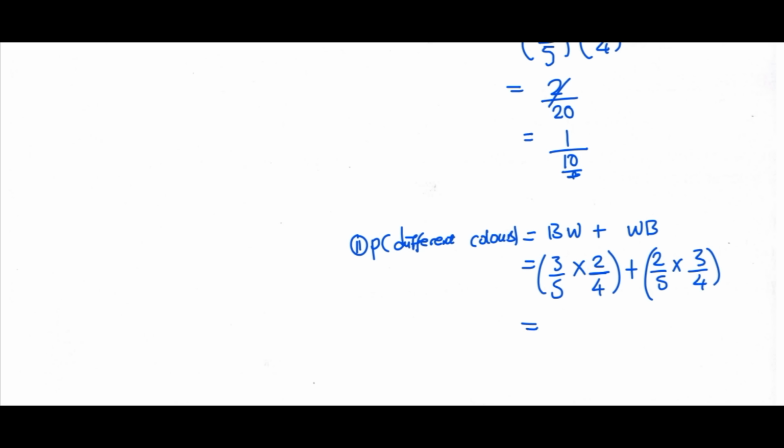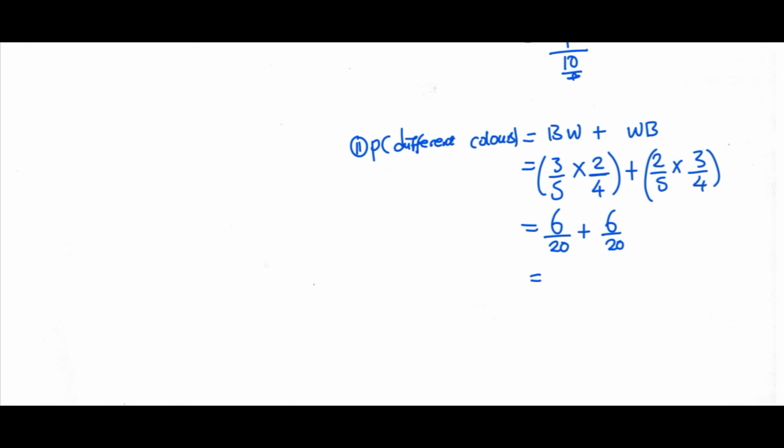Okay, so 3 times 2 will give us 6 over 20, plus here also it's 6 over 20. So no need of finding the lowest common denominator. We can just add the numerators, 6 plus 6 will give us 12 over 20. What number can go into 12 and 20 is 4. 4 into 12 will give us 3. 4 into 20 will give us 5. So our probability of finding two balls of different colors is 3 over 5.